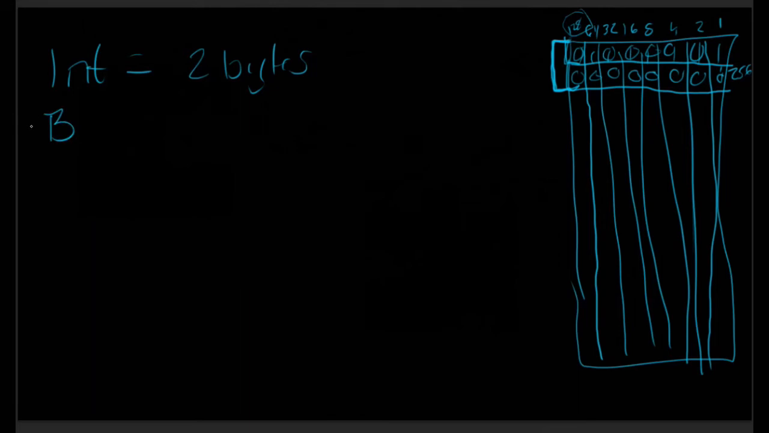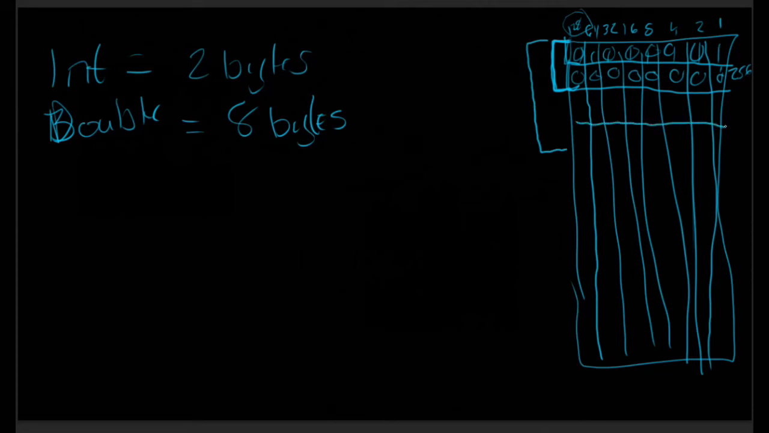Next we have a double, D-O-U-B-L-E. And a double takes up 8 bytes, B-Y-T-E-S. So a double is actually going to take up more than the int. And this is our floating point. This is our decimal numbers. This is like 3.14. This is like maybe 1.23, right?